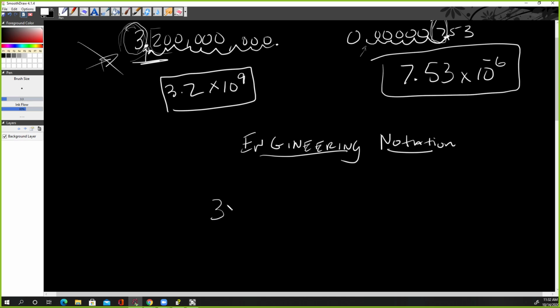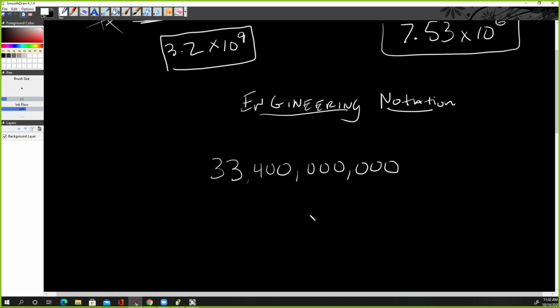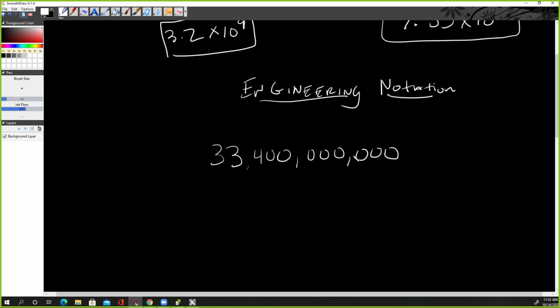Let's do 33 billion and 400 million. Okay, there we go. So 33 billion, 400 million. Let's say this is volts. That's a lot of volts, correct? So 33 billion, 400 million volts. That's a lot. So how would we put this in engineering notation?